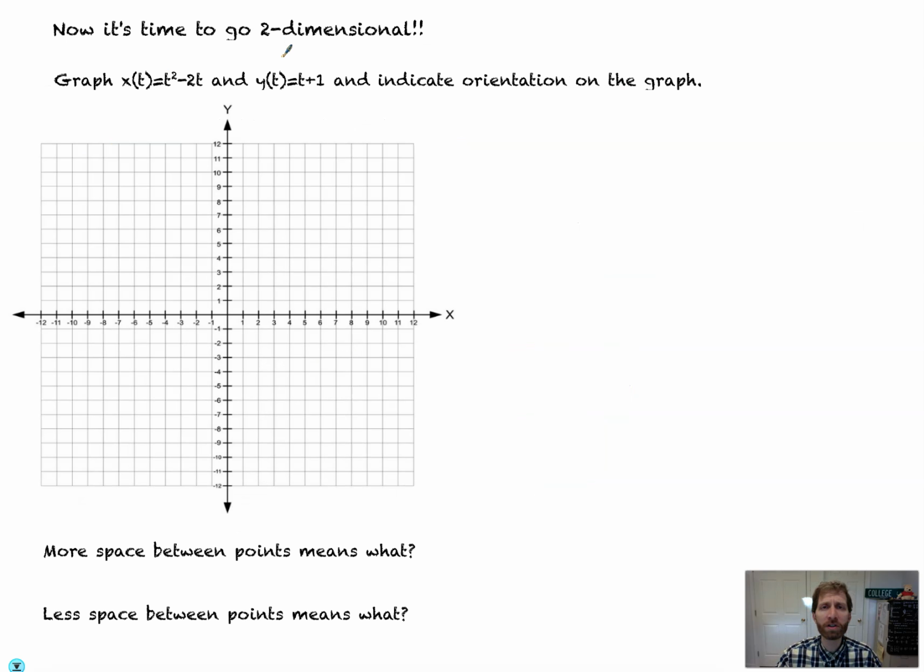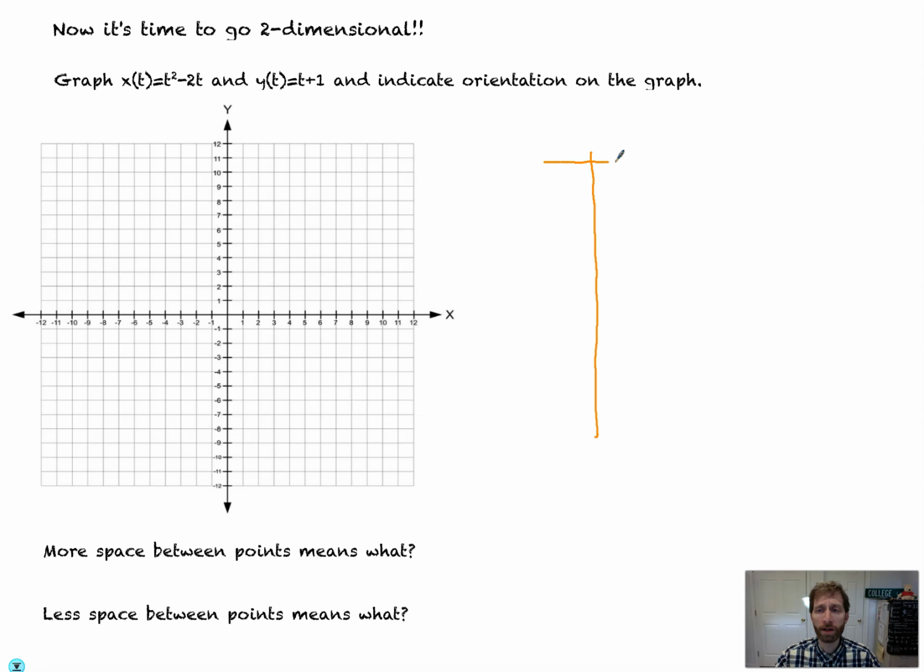So it's time now for us to go two-dimensional. We're going to graph x of t equals t squared minus 2t and y of t equals t plus 1. We're going to indicate orientation on the graph, which means we're going to put arrows like we did in the past to show the movement. All right, let's do this.